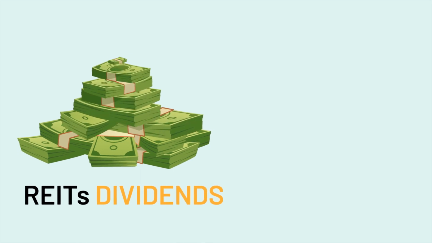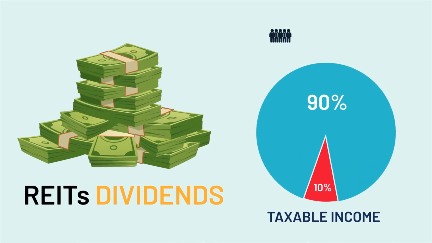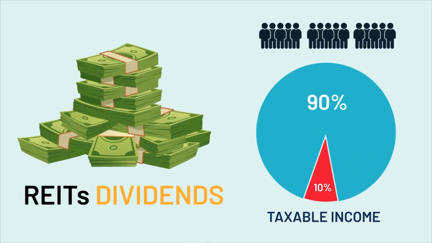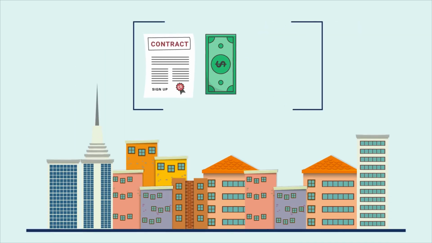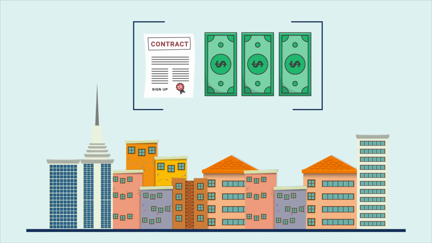REIT dividends are substantial because they're required to distribute at least 90% of their taxable income to their shareholders annually. Their dividends are fueled by the stable stream of contractual rent paid by the tenants of their properties.